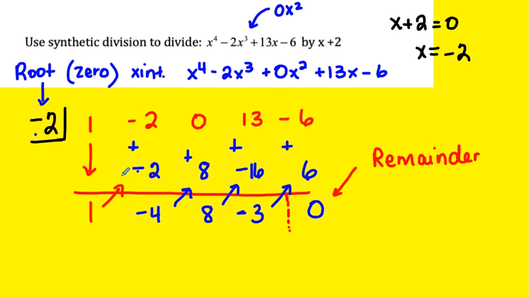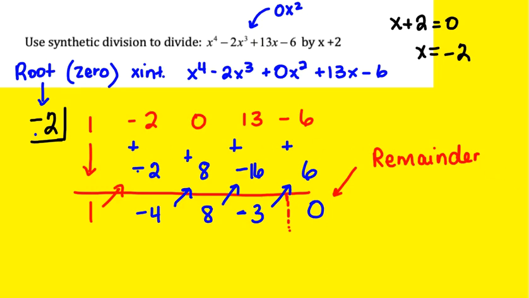Have a great day. Synthetic division is a really quick and easy way for me to find the zeros of a function if it's not factorable. Because if I can't factor it, I need another way to do this. So now I know that negative 2 is an x-intercept of this function.